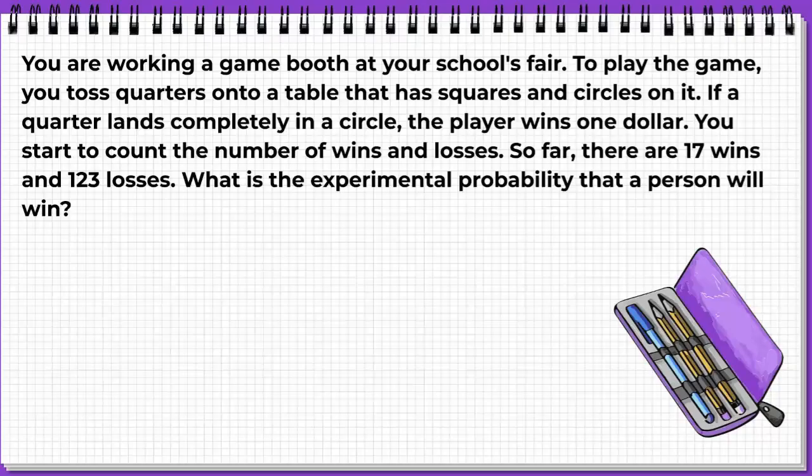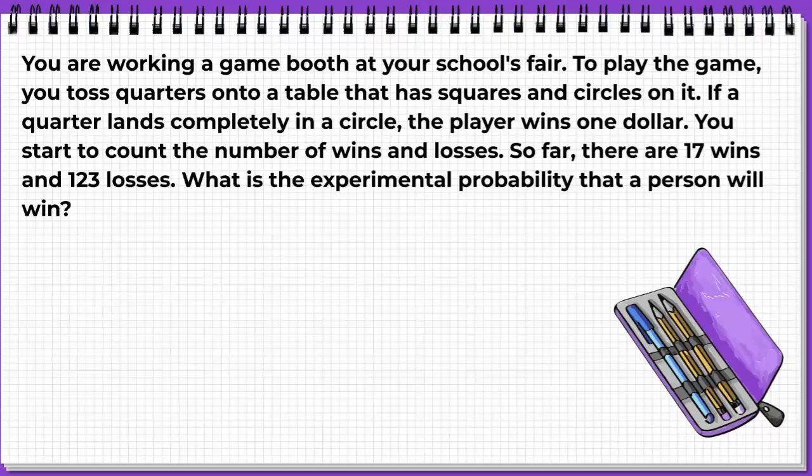So big word problem. So we are looking at this word problem and we need to identify some important information. So as I read through this the first time, I'm going to just think about what's happening. So we are working at a game booth at our school fair. To play the game, you toss quarters onto the table that has squares and circles on it. If a quarter lands completely in a circle, the player wins $1. You start to count the numbers of wins and losses. So far, there are 17 wins and 123 losses. What is the experimental probability that a person will win?